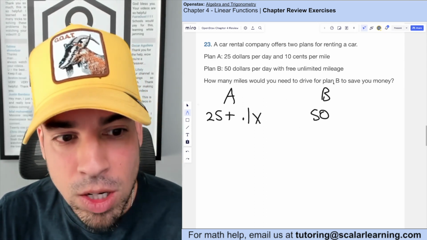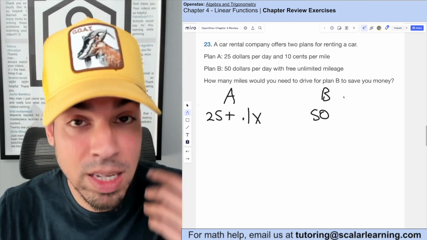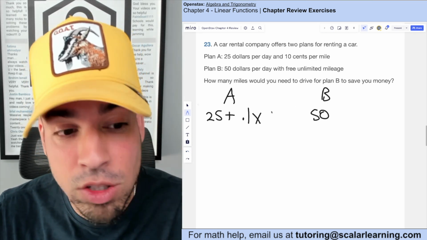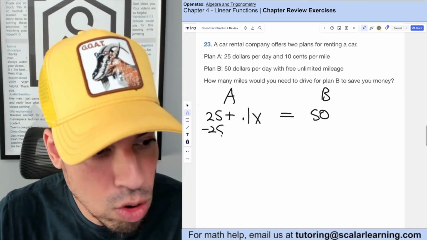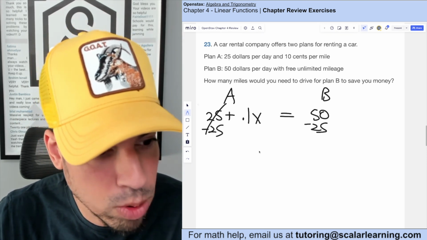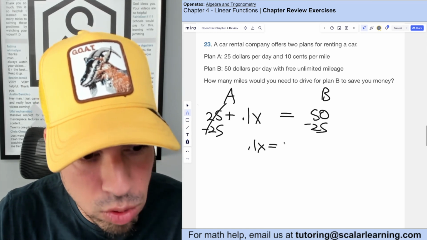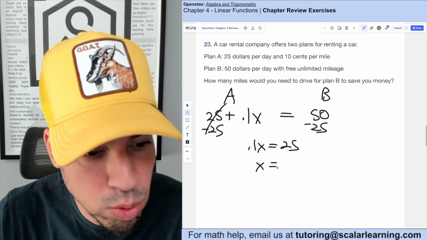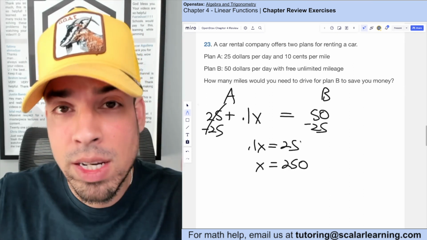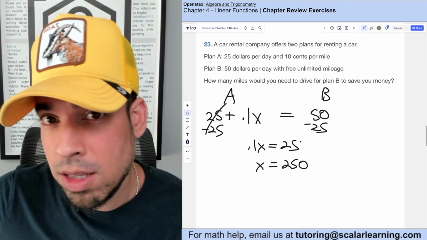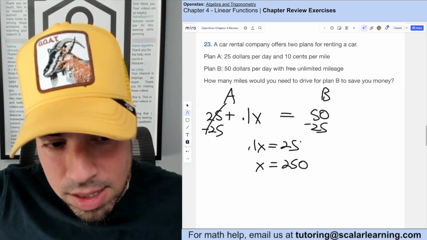So then it says, how many miles would we need to drive for plan B to save you money in one day? So first, let's figure out when these two are going to be exactly equal. So I'm going to set them equal to each other, and then we're going to solve for x. So I'm going to subtract 25 from both sides. I got 0.1x equals 25. Divide both sides by 0.1. That's like multiplying by 10. That's 250 miles. So at exactly 250 miles, you're spending the exact same amount.